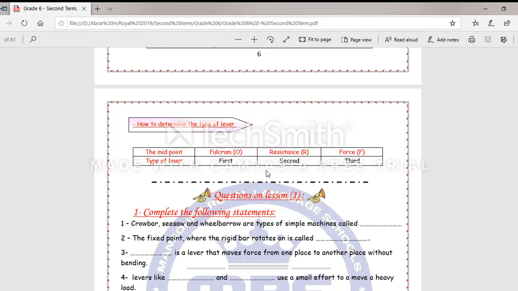If the middle point was the fulcrum, it's a first class lever. If the middle point was the resistance, it's a second class lever. And if the middle point was the effort force, it's a third class lever.